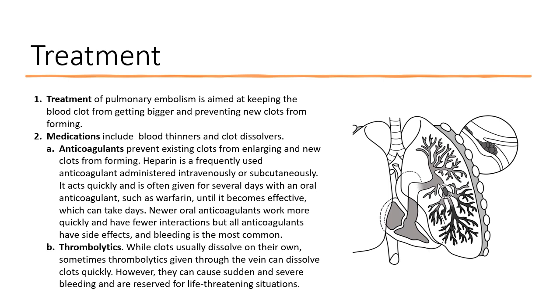They include first, anticoagulants, which prevent existing clots from enlarging and new clots from forming. Heparin is a frequently used anticoagulant administered intravenously or subcutaneously. It acts quickly and is often given for several days with an oral anticoagulant such as warfarin until it becomes effective, which can take days. Newer oral anticoagulants work much more quickly and have fewer interactions, but all anticoagulants have side effects, and bleeding is the most common.